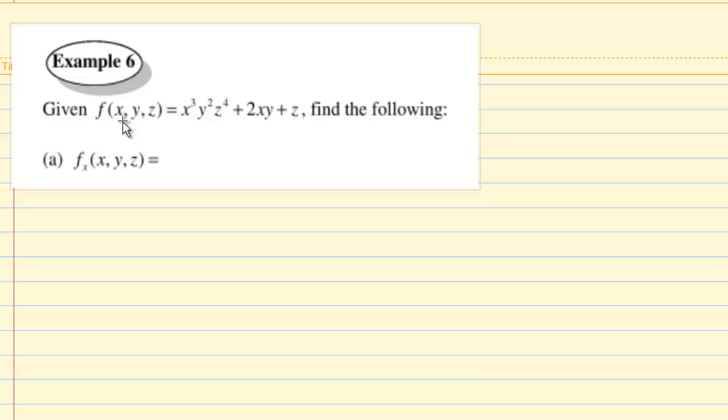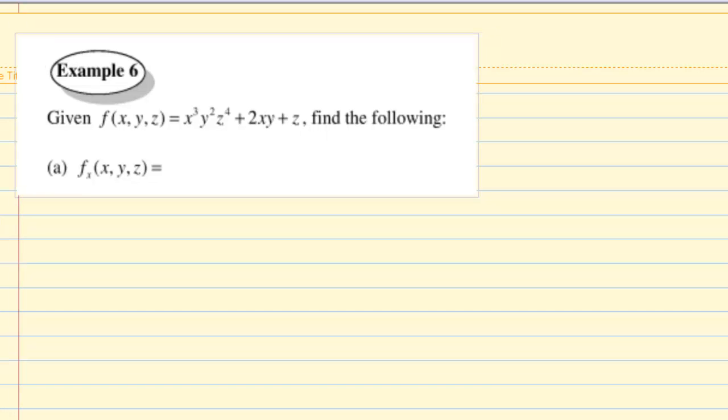Example 6. This example will show you how to do partial differentiation for a function that depends on more than two variables. For example, we are given f of x, y, z, which is equal to x cubed y squared z power 4 plus 2xy plus z. So this function depends on three variables. Part A. Find the partial differentiation of f with respect to x.